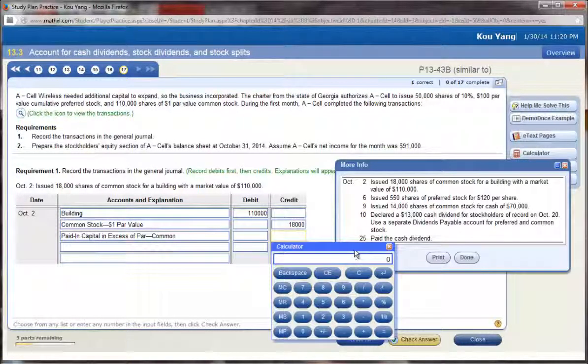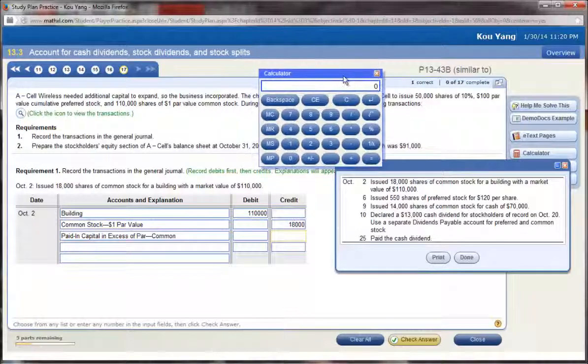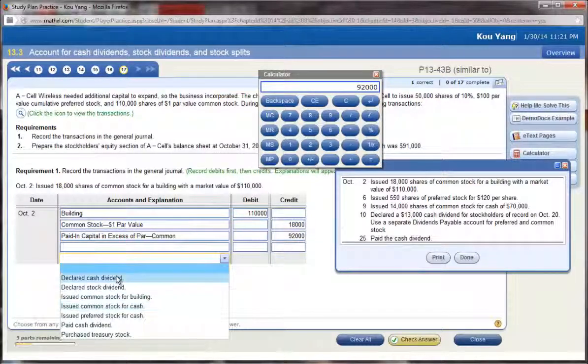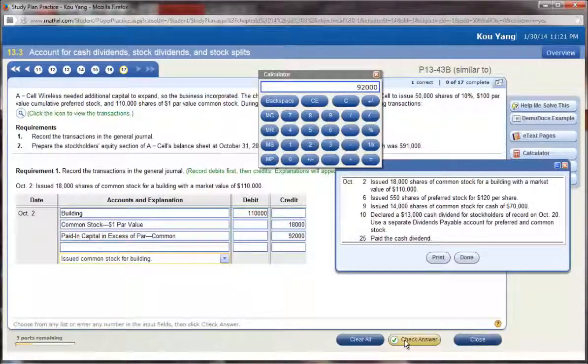So what I'm going to do is take 110,000 minus the 18,000 to get 92,000 for my paid in capital in excess of par. And that should be good. Oops, sorry, forgot the description. It's very picky. So we issue common stock for a building, and there we go.